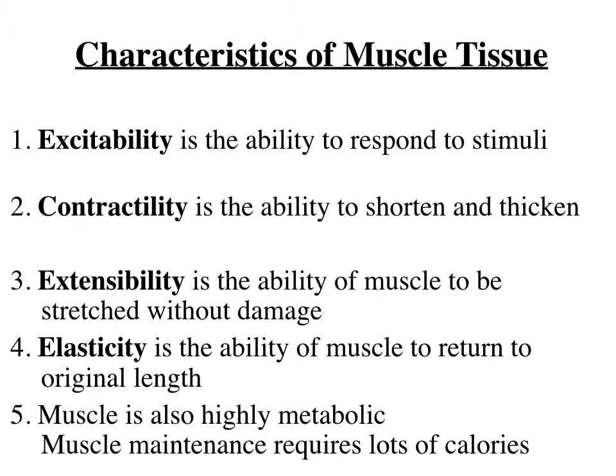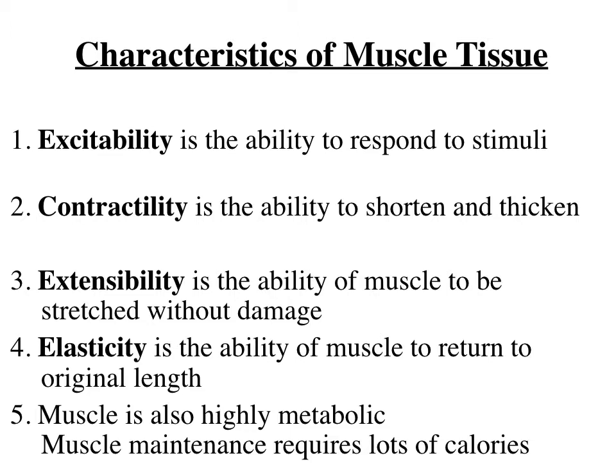Most cells in our body aren't able to do that. They don't stretch, they don't shorten, they don't elongate. And if they did, they would be damaged, they would be ripped. Muscle is different in that way. And finally, elasticity is the ability to go back to the original length, whether the muscle is contracted or extended. That's called elasticity.